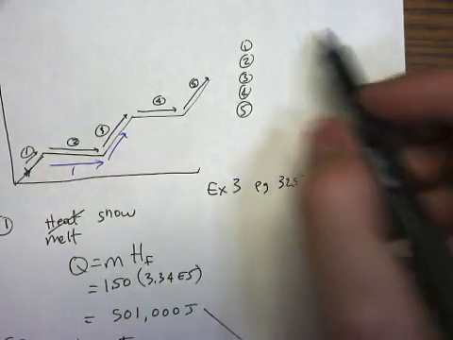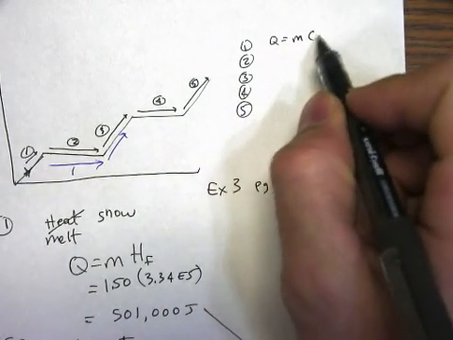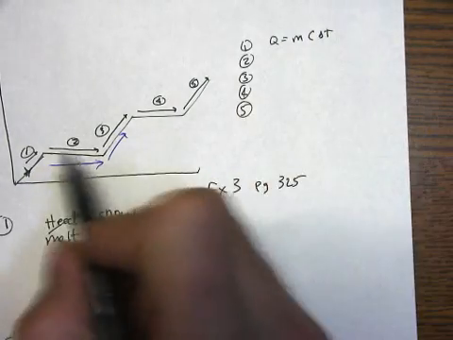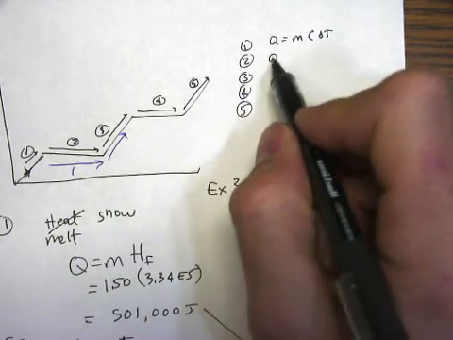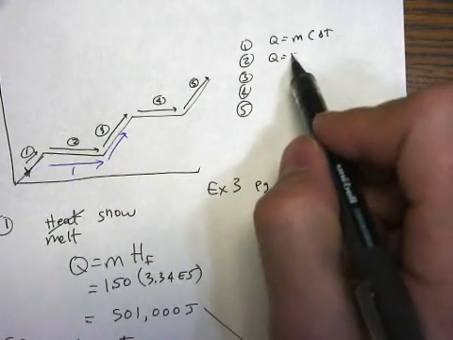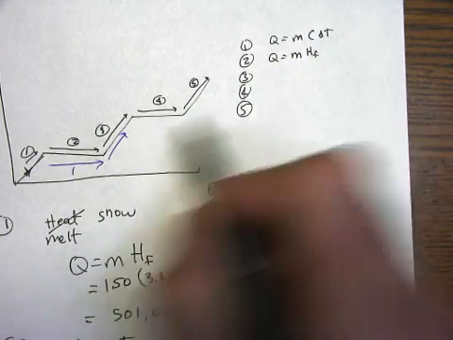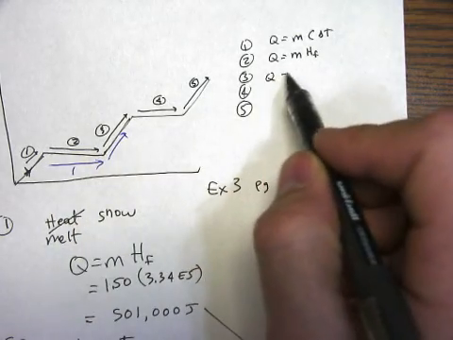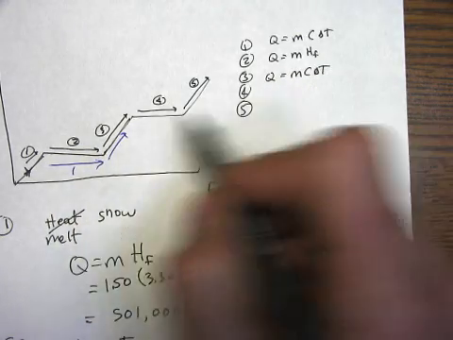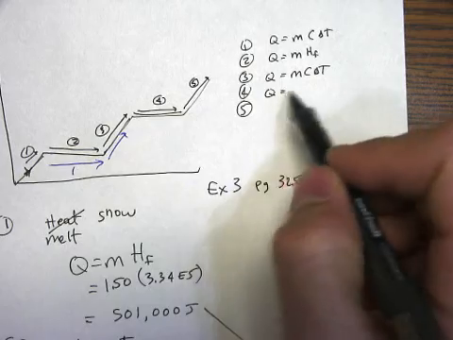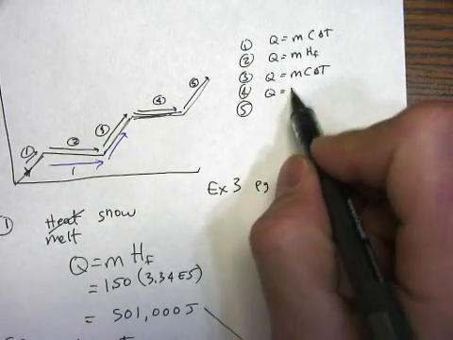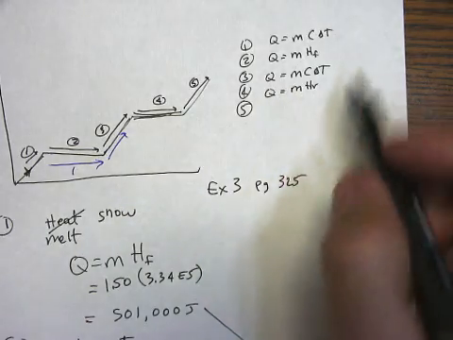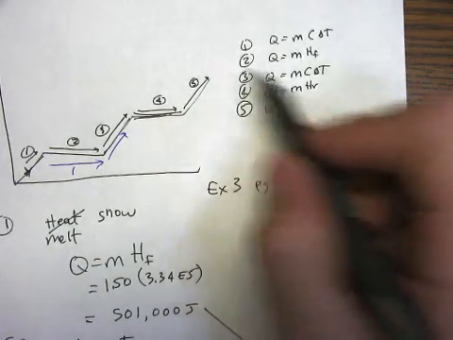So first of all, I'm going to heat the ice. That would be mc delta T. The next step, I'm going to melt the ice. That's the heat of fusion. And then I'm going to heat the water. And then I'm going to boil it off. And then lastly I'm going to heat the steam.